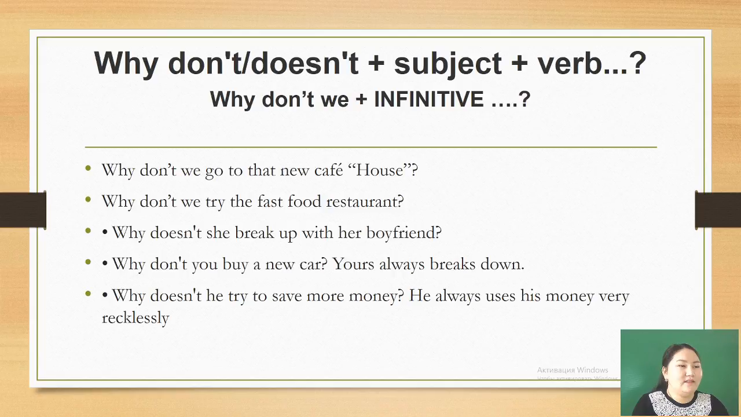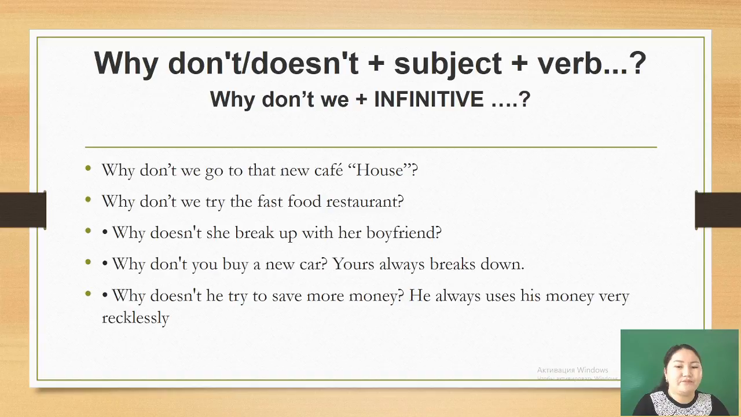Another example, why don't we try the fast food restaurant? We use why don't we, the infinitive try, and then your suggestion. So, next examples. Why doesn't she break up with her boyfriend? Why don't you buy a new car? Yours always breaks down. Why doesn't he try to save more money? He always uses his money very recklessly.